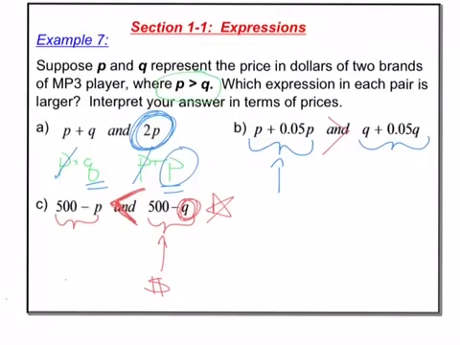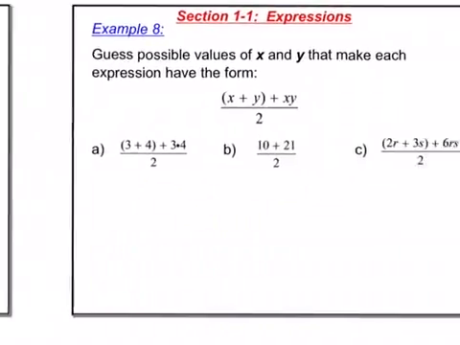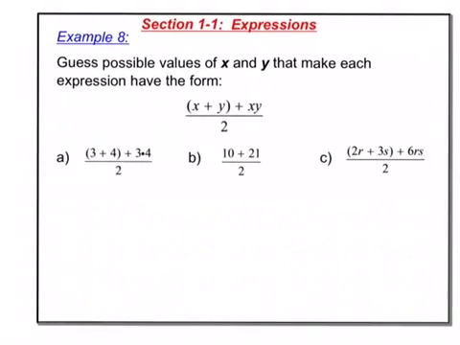Another thing that you'll see in this textbook a little bit is problems like this where they want you to rewrite something in a different form. So here it says, guess the possible values of x and y that make each expression have this form: the quantity x plus y, plus x times y, all of that over 2. So A is pretty obvious here. It's going to be 3 and 4 to have that same format.